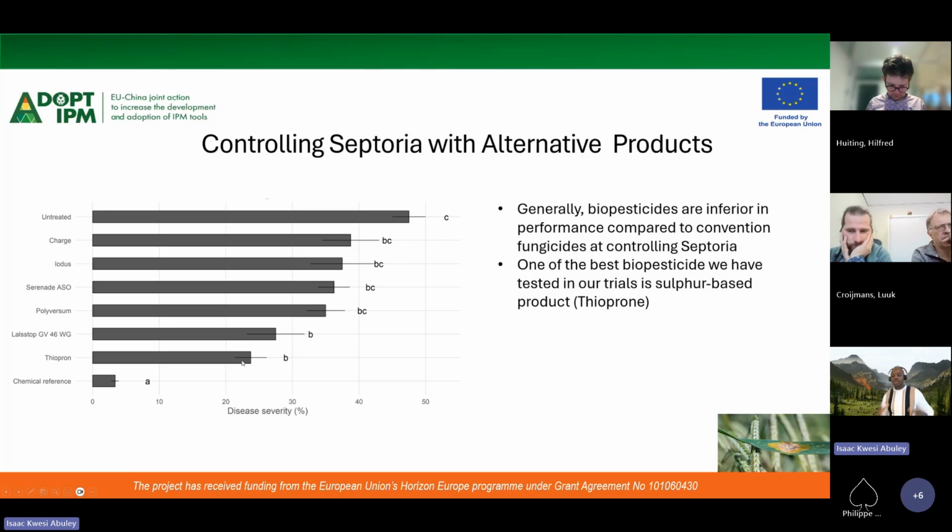So what we wanted to do in this ADOPT-IPM project was to combine this sulfur product with cultivar mixture. We know cultivar mixture can reduce the disease. In many cases, they don't prevent it, but they can reduce the disease. The biocontrol or alternative solutions can also reduce the disease. So if you combine these two, our expectation is that we can manage the disease much more effectively than when you use the two methods alone.